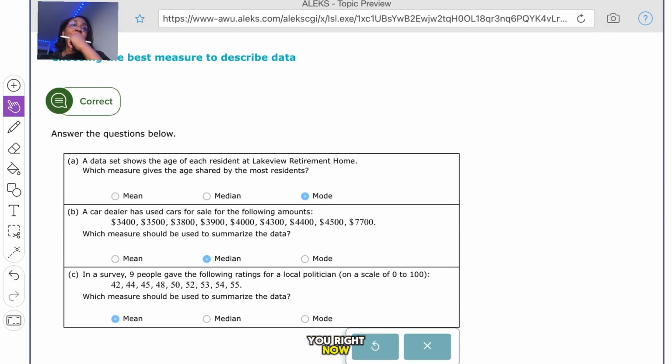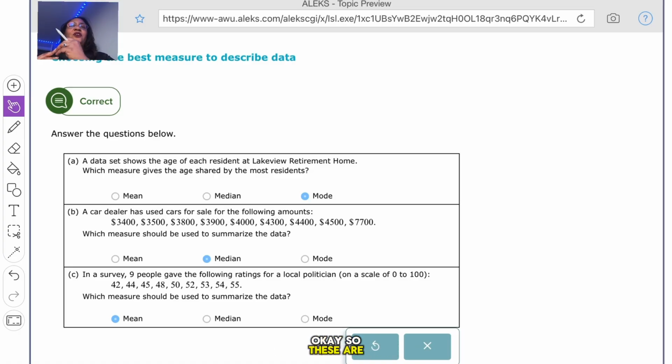I'm telling you right now, the B and C don't quite make sense. So good luck. I guess the clue for C would be that in a survey, 9 people gave the following ratings for a local politician. So because it's a survey, but I think the other question did the same. So just do enough iterations and it'll start to sink in the pattern of this electronic program.